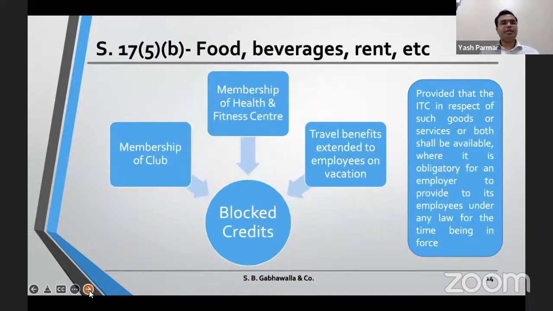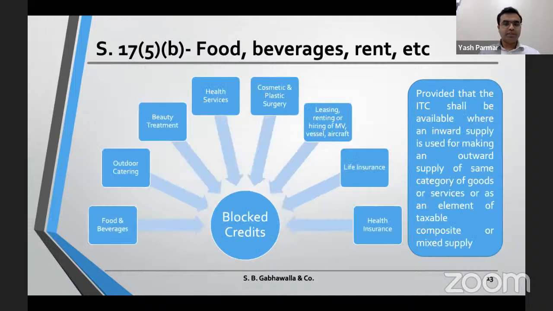Going further, again, membership of a club is a block credit. Membership of a health and fitness center is a block credit. And travel benefits, if any, extended to the employees on their vacation is a block credit. We have one more proviso to this particular clause, and it reads as: provided that the ITC in respect of such goods or services or both shall be available where it is obligatory for an employer to provide to its employees under any law for the time being in force. So this proviso says that if any of the services you as a company are under obligation under any law to provide to your employees, then it will not be a block credit.